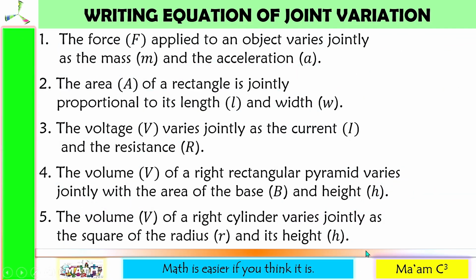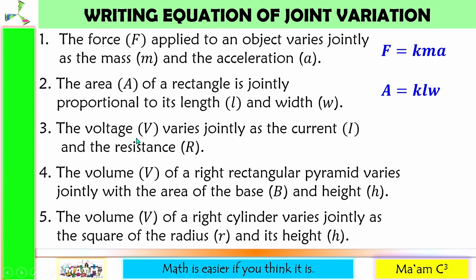Let us translate the following into an equation. The force F applied to an object varies jointly as the mass m and the acceleration a. So we have F equals k times m times a. Number 2, the area of a rectangle is jointly proportional to its length and width. This is our example earlier. A is equal to k times L times W.